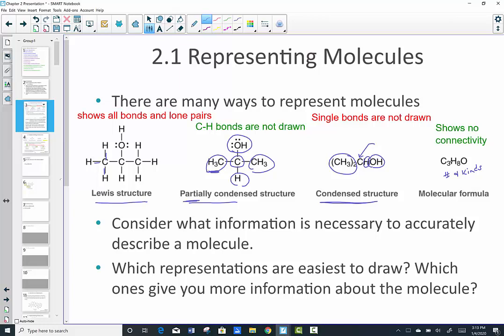So what information is necessary to accurately describe this molecule? Which ones are the easiest to draw? Which one gives us the most information?